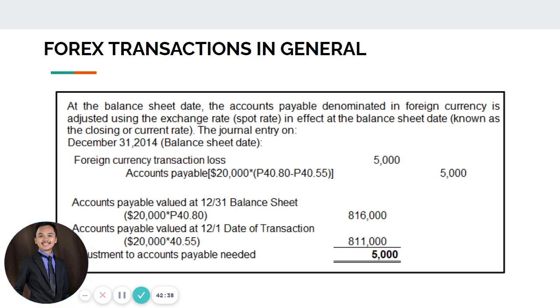Alright? So, if the problem would ask you guys how much is the total liability on December 31, 20X4, your answer will no longer be 811,000 but 816,000 due to the adjustment of 5,000, which is from 40.80 minus 40.55 times 20,000 US dollars, that is still equivalent to 5,000. Okay? So that will be your adjusting entry on December 31, the balance sheet date.